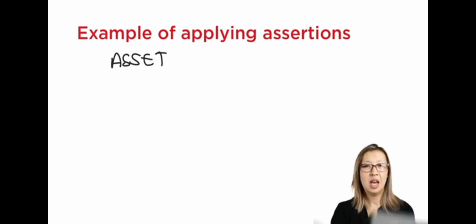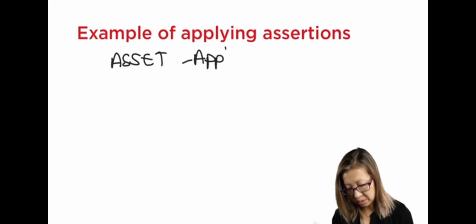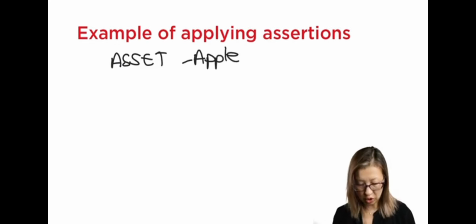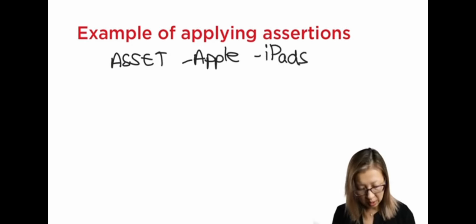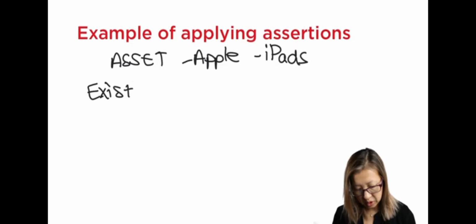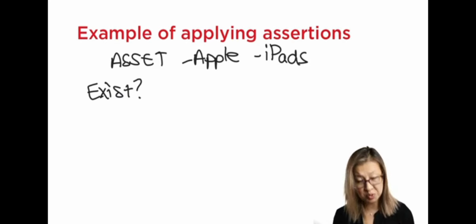And let's look at my iPad Pro here for Apple. So we're looking at Apple and we've got our assertions. So if I'm looking at the asset, I need to make sure that with my iPads, do they exist? If the company says that there are 500 iPads in stock, do we have 500 in the warehouse? So that's the first one, existence.